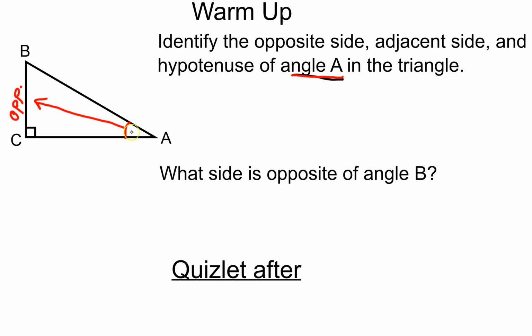So let's start with that opposite side here. Remember, opposite is when you go across the triangle. So go from A across the triangle to that side that's opposite. That's going to be side BC.